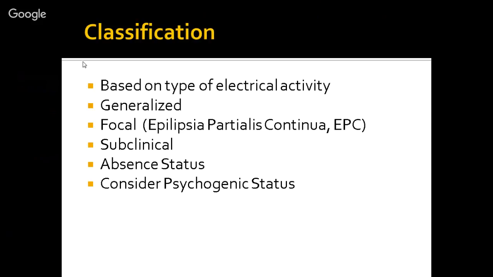Classification of status is based upon the type of electrical activity. It can be generalized status, it can be focal status. Focal status is a bit different creature in that it can be more persistent, it can be harder to get under good control. It can burn out a part of the brain. If something is twitching with the status, it will continue to twitch until it stops moving, and then usually doesn't move as well afterwards. That's EPC, or epilepsia partialis continua.